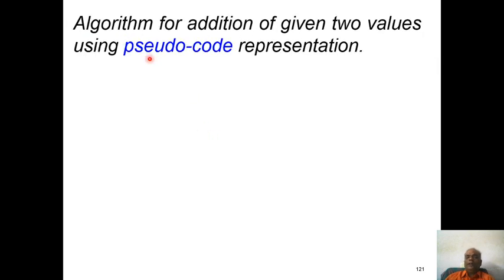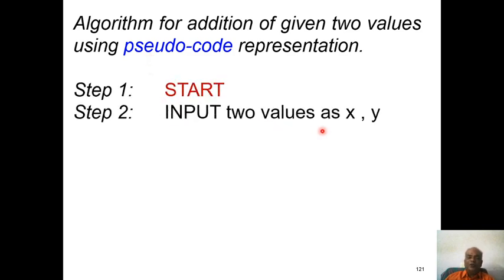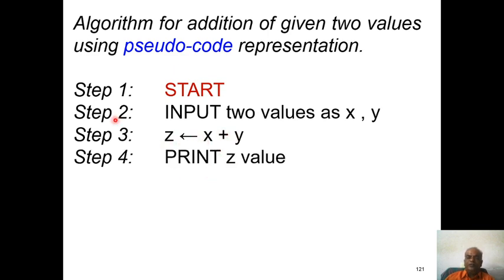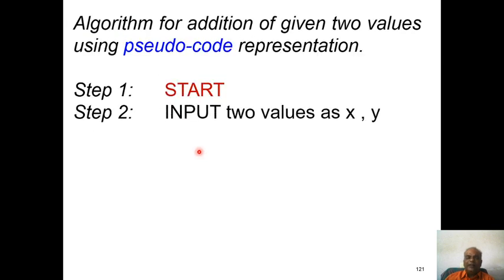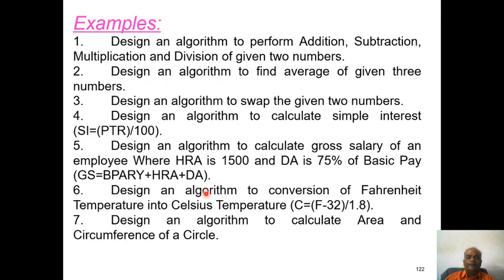And next one is pseudocode representation of the same algorithm. Start, input two values as x, y, z, x plus y is going to be added. Here we are using plus operator and assigning to the z, print z value, stop. Simple. In the previous one we are writing complete sentences, here in the form of some input, and these are the symbols used. So let's go with all these examples.